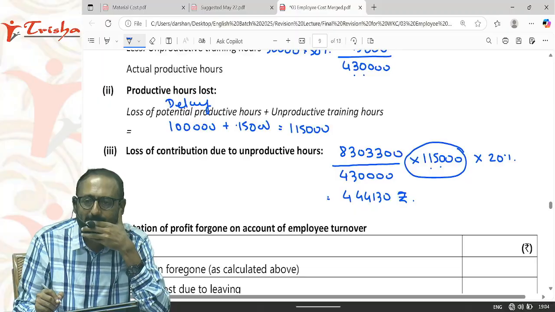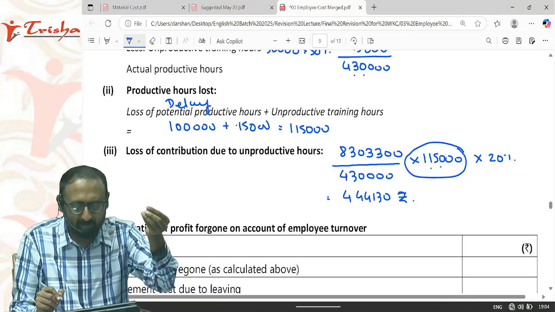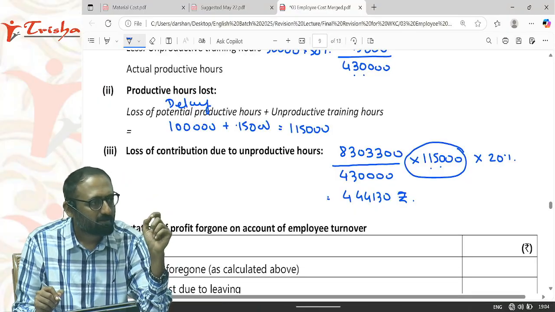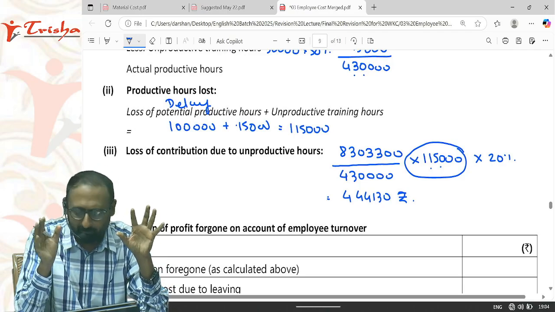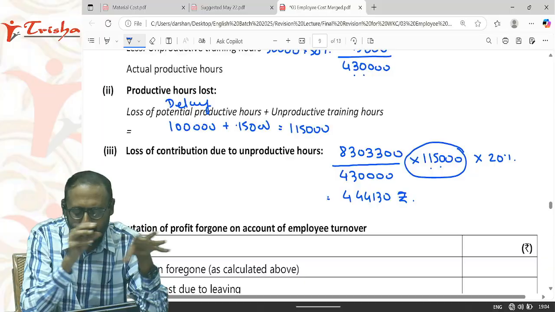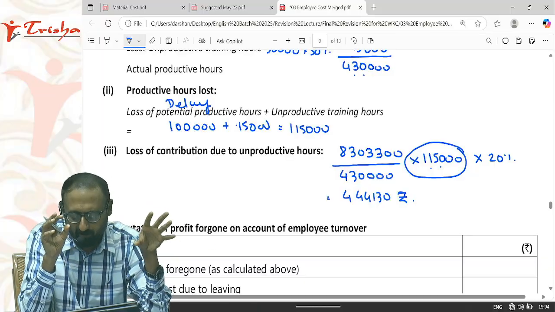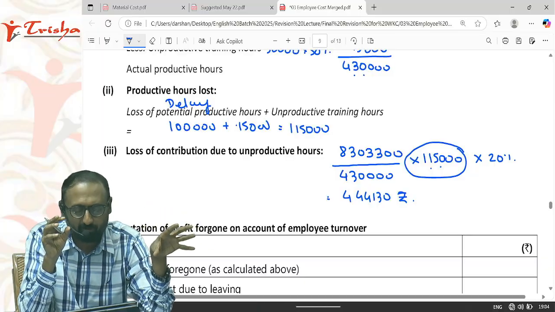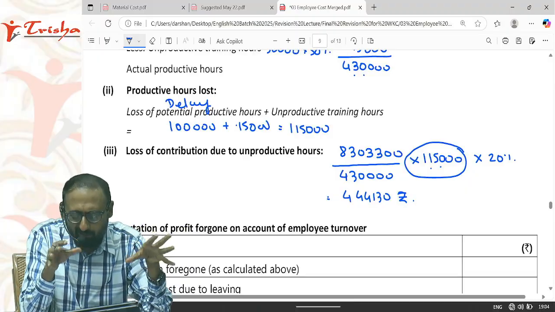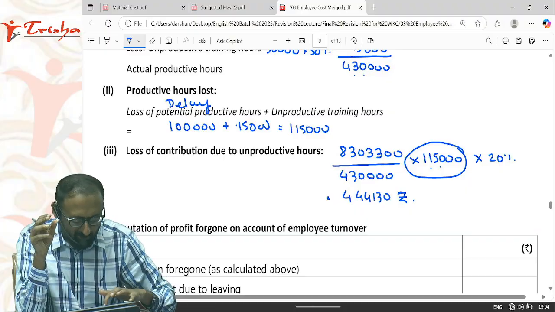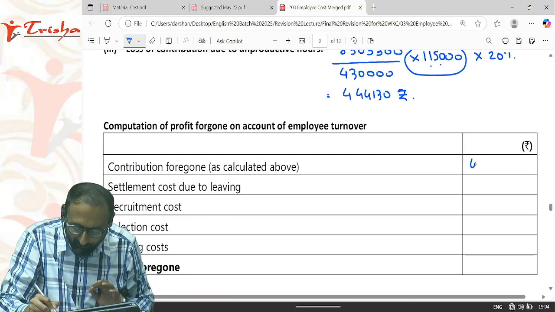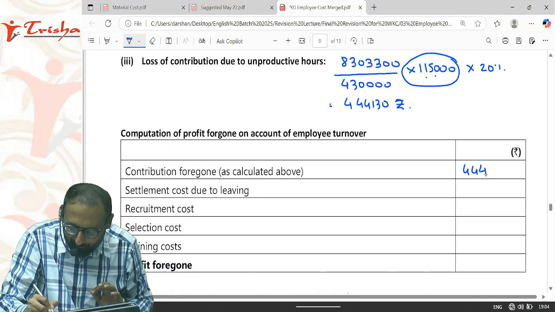Sir, are you getting this? 83 lakh something was your sale. Actual number of units not given, but hours given, Sirji. Last year 4 lakh 30,000 hours you utilized as actually productive hours. So multiplied by total hours lost, 1 lakh 15,000, the contribution loss will be 444,130.